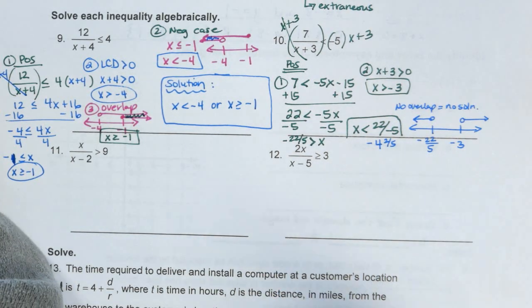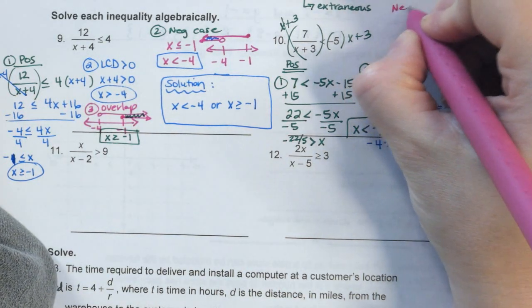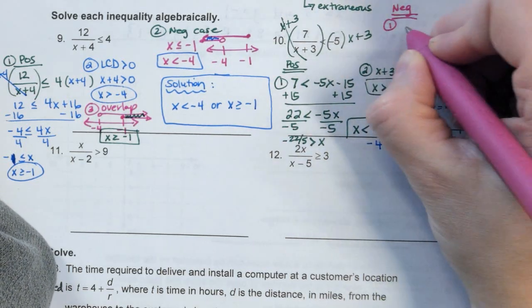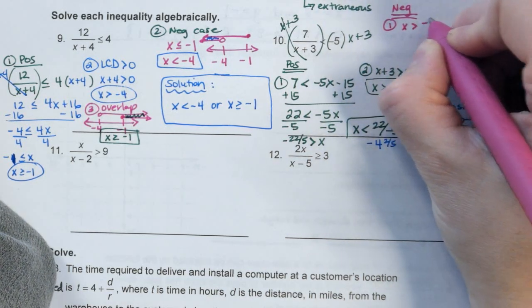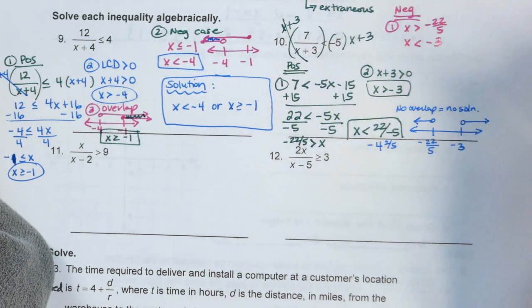If there's no solution for the positive case, then there should be a solution for the negative case. So for my negative case, again, we're just going to flip it. So this is x is greater than negative 22 fifths. This is x is less than negative 3.